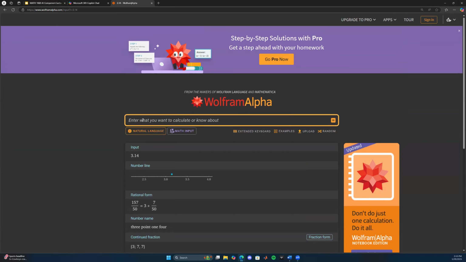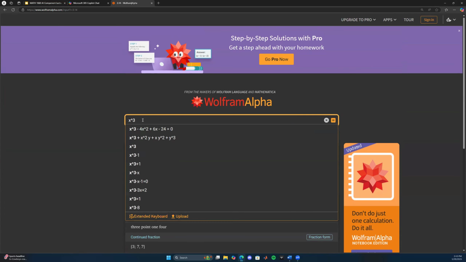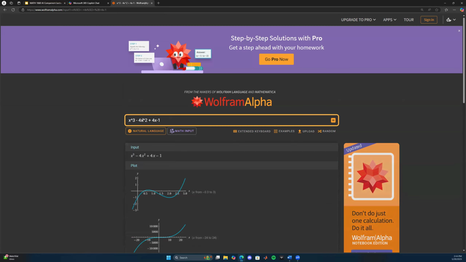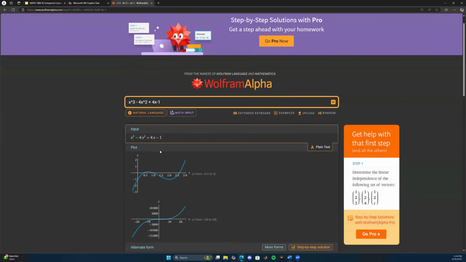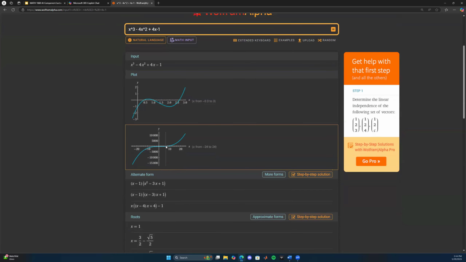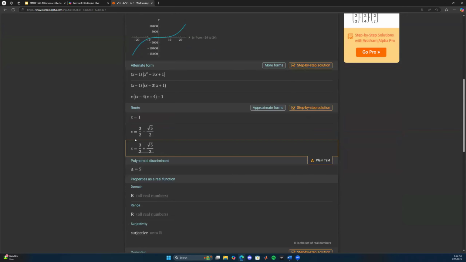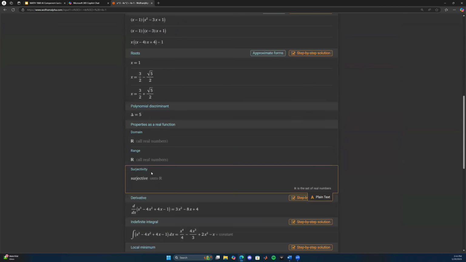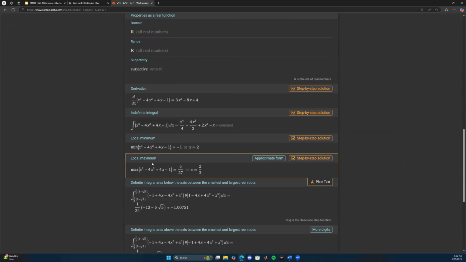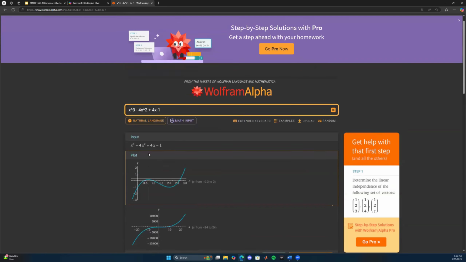So let's just type in a function, say x cubed minus 4x squared plus 4x minus 1. Let's see what happens when we hit enter. Okay, so here's the function. Looks like it gives us a plot of the function with where its x-intercepts are. Here's a plot that zooms out a little bit. Here's some factored forms, roots, all sorts of really interesting information. The domain, the range, derivative, integral, local minimums and maximums, all sorts of cool stuff.